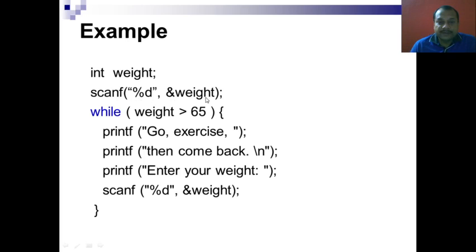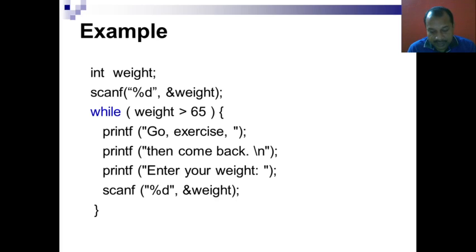scanf %d ampersand weight. By the way, taking 64.1 or 64.9 as 64 is my initial assumption, and as a user, assuming that, I will give the input, because here the weight is declared as an integer variable. If it is a floating point variable, then I should not have that kind of assumption. But since I am writing a program where weight is an integer and I am reading using scanf %d ampersand weight, then definitely I have to input some integer value.